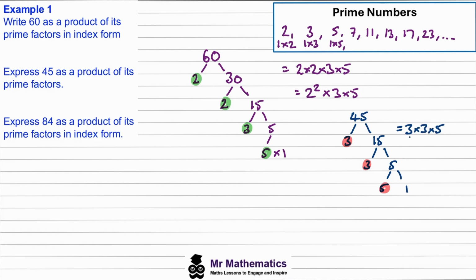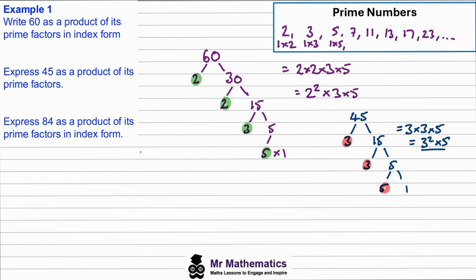And you can see this works because 3 times 3 is 9. 9 times 5 does make 45. And in index notation, or using powers, we can have 3 squared multiplied by 5. Okay? So this is how you can break down any number using its prime factors. Do you want to have a go at expressing 84 as a product of its primes in index form? You can pause the video and come back when you're ready.